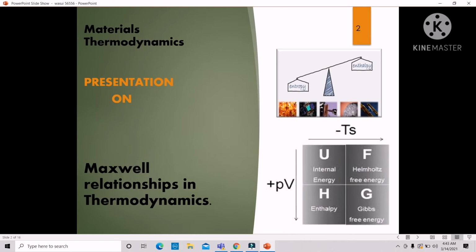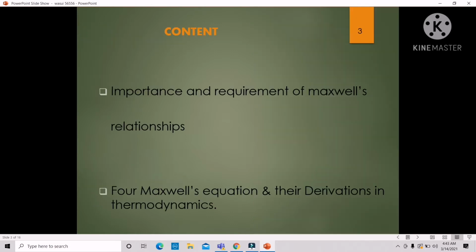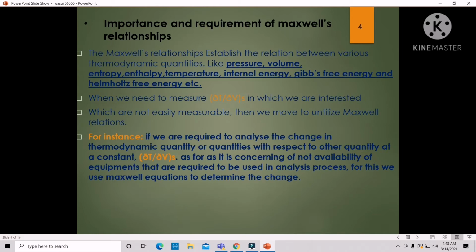Today my topic is from the subject Materials Thermodynamics, and the presentation is on the Maxwell relations in thermodynamics. Actually, the Maxwell equations will be discussed in this presentation. So I have provided this content: number one is the importance and requirement of Maxwell relationships, and number two is the Maxwell equations and their derivation in thermodynamics. I will derive all these equations ahead.